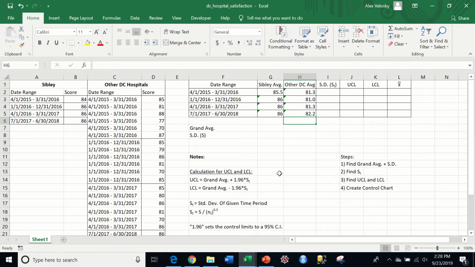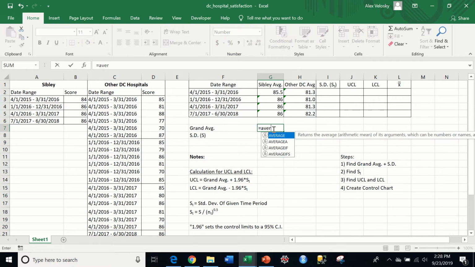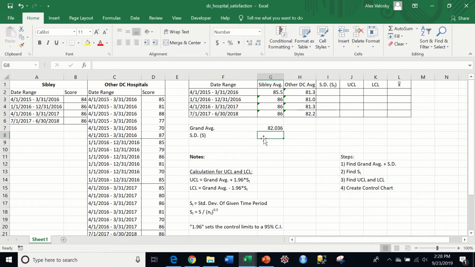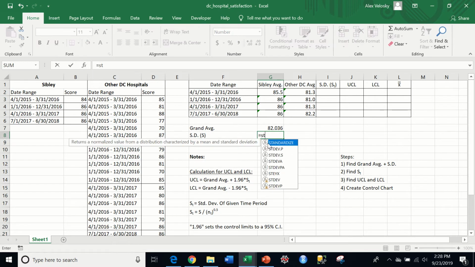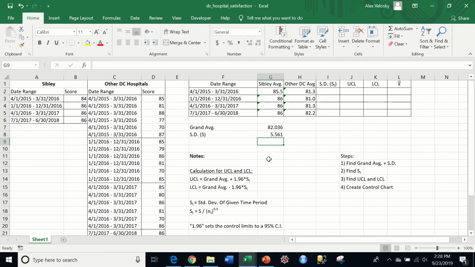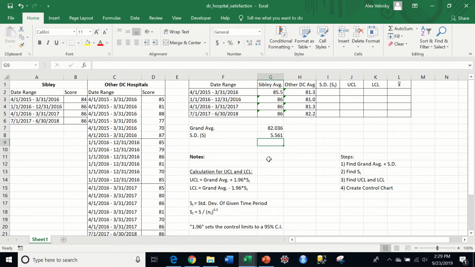We need to find the grand average and standard deviation for all the data points. So yeah, the grand average is the average of all the scores, including Sibley and the DC competitors. So I'll do equals average, and I'll highlight these cells, comma, and highlight all our data points for the DC hospitals as well, close parentheses, and there is our grand average for all the patient satisfaction scores for both hospital groups. Similarly, we want to find the standard deviation, so do STDEV.S, which is for sample, and we'll highlight the same cells for that. And there's our standard deviation, or our grand standard deviation.